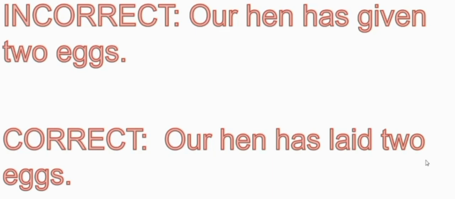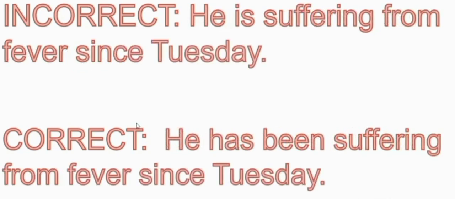"He is suffering from fever since Tuesday." This is a common mistake made by the students. Here since is there, so you can use the present perfect continuous tense. So the correct answer is "He has been suffering from fever since Tuesday." In letter writing also, instead of he, you have to use "I have been suffering from fever since Tuesday, Monday," like that.